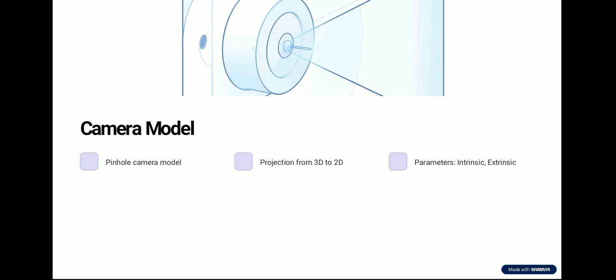Next is the camera model. The pinhole camera model is used to describe how images are formed. It explains how a 3D point is projected onto a 2D image.